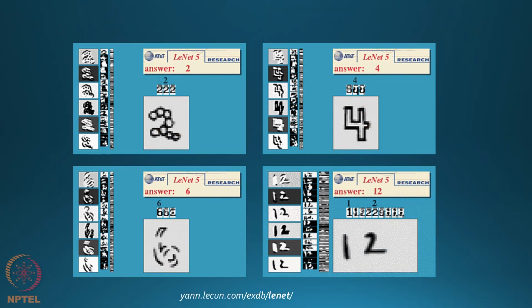But for testing they have given all these complicated contrived cases where 2 is written as a chain of lots of small rings, or the 4 is a kind of hollow 4 because there is white space in the middle of the 4, and 6 is a hollow 6, but also it has lots of breaks in the outer contour, and so on and so forth. But in spite of all this gross distortion in the input, the network is able to identify the input accurately.